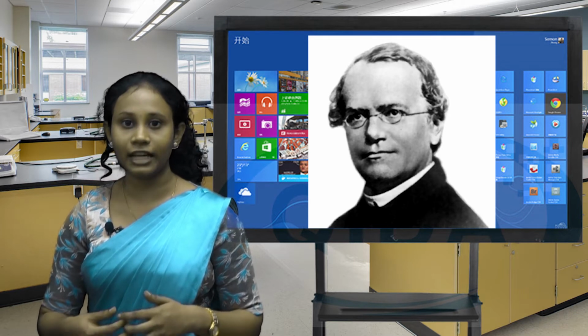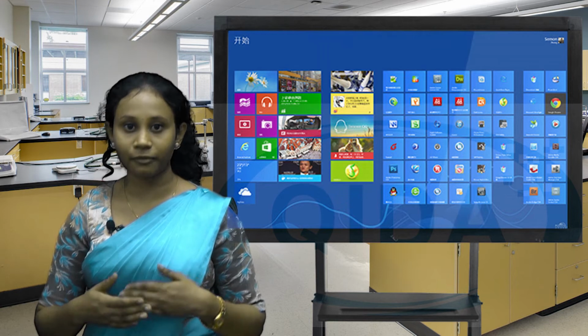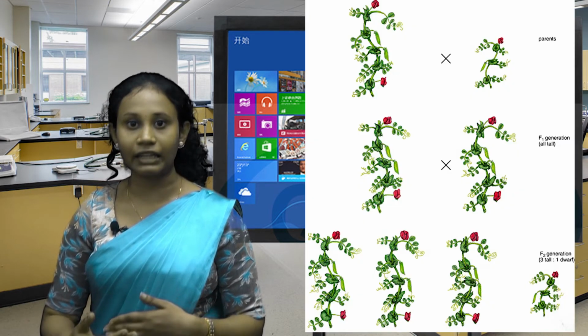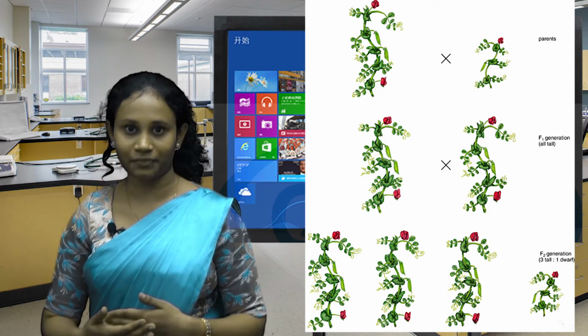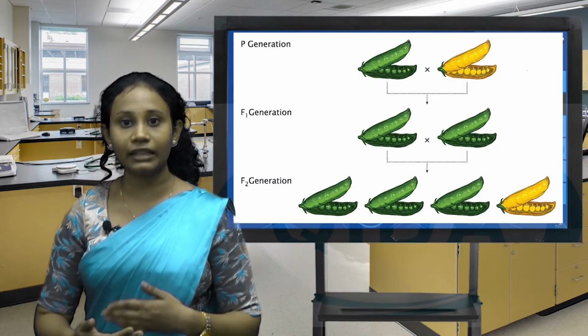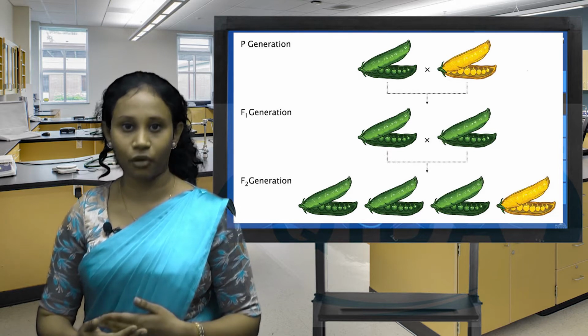He observed that pea plants had various characteristics that varied from one plant to another. He observed that pea plants are either tall or short, but there are no intermediate heights. There are some more characteristics like this. They produced either yellow seeds or green seeds, but there are no intermediate forms.